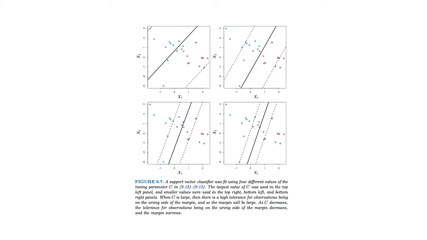So that's with C being very large. The panel next to it, the upper right panel, has a somewhat smaller value of C. The lower left panel has a still smaller value, and the lower right panel has the smallest value of C. So you can see that we've tolerated fewer and fewer violations of the margin as we tighten it by shrinking C.